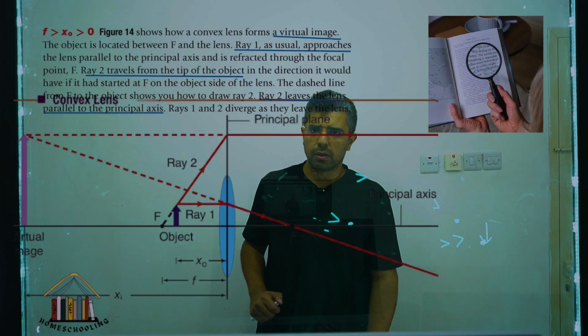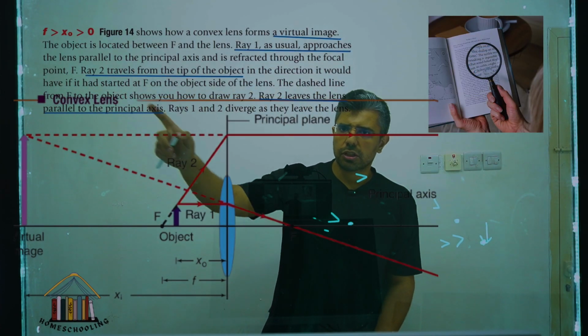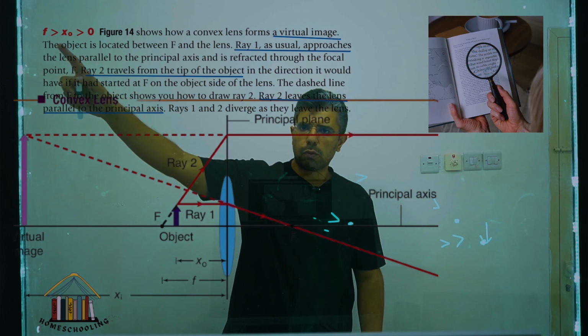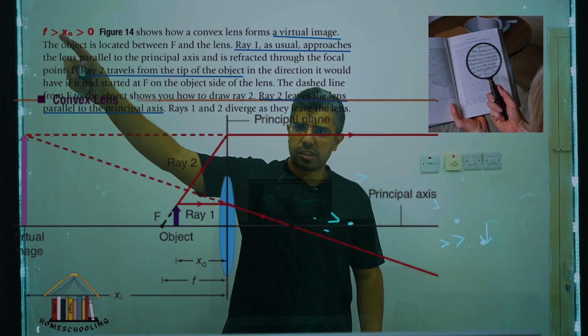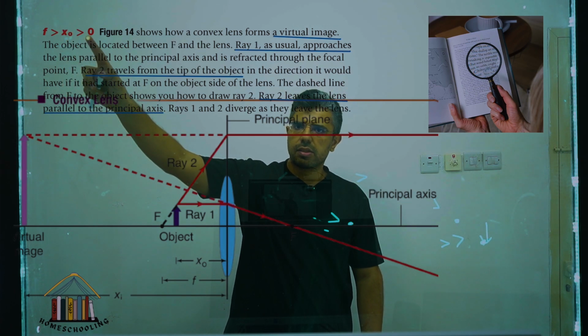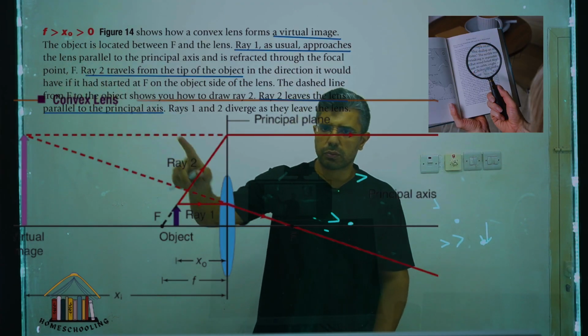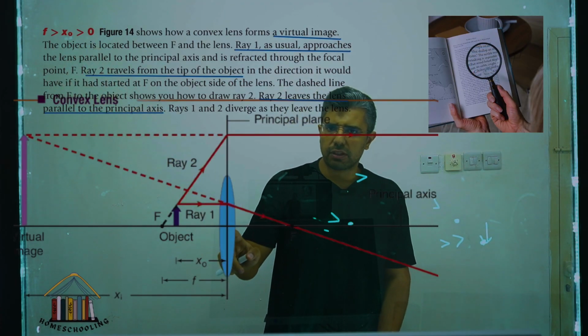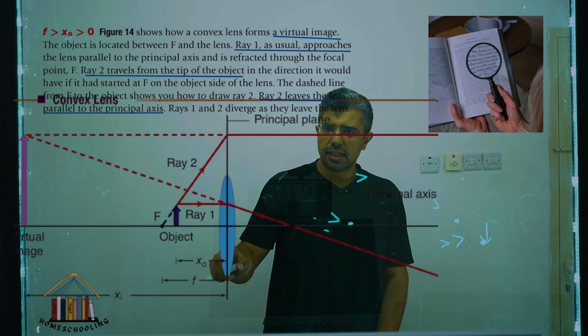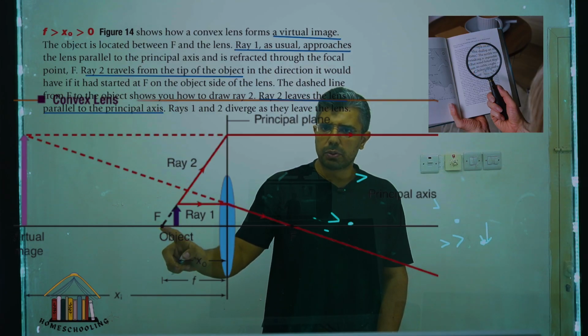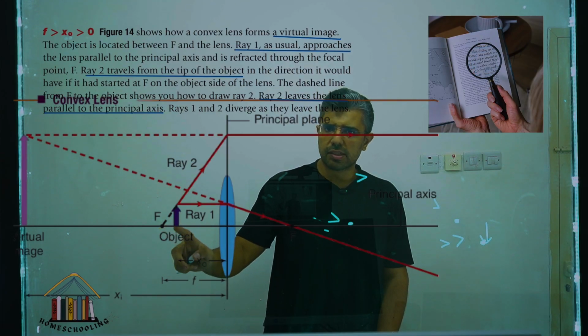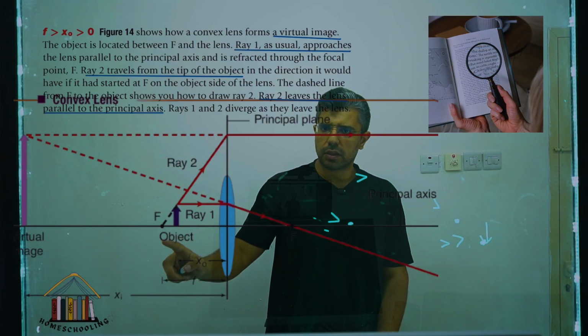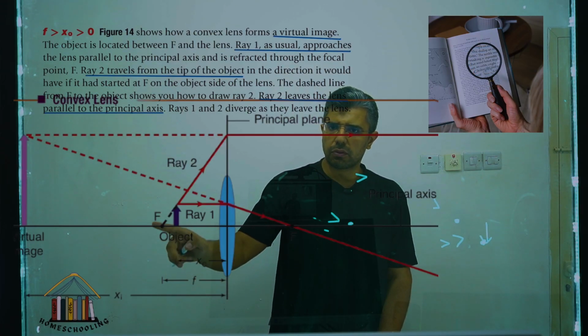Look at the condition here. We put the object at XO, which means the position of the object is between O and the focal point. So that's what we did here. We have the origin O, the lens, and the focal point, and I put the object in between. That's the object, between the origin O and the focal point.